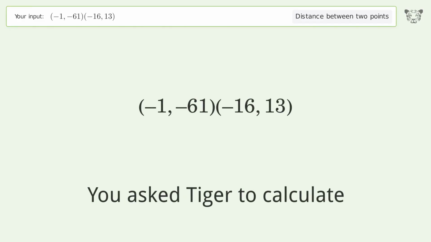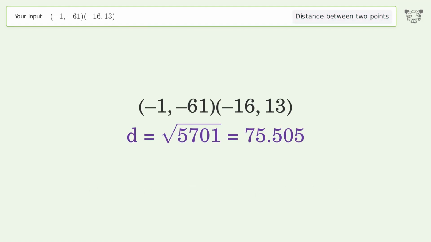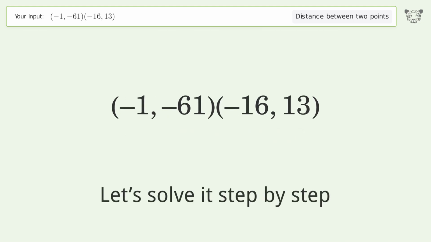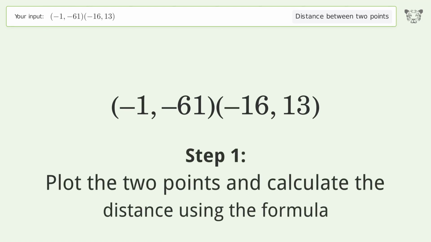You ask Tiger to calculate the distance between 2 points. The distance between the 2 points is the square root of 5701, or 75.505. Let's solve it step by step. Plot the 2 points and calculate the distance using the formula.